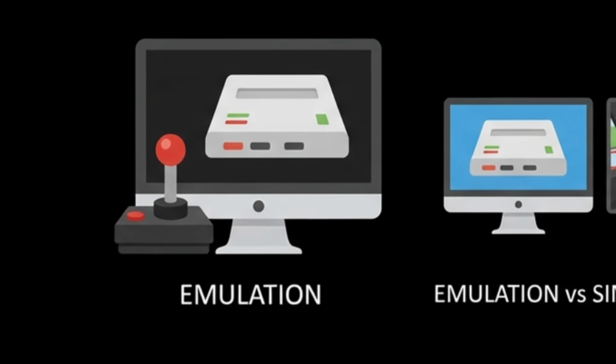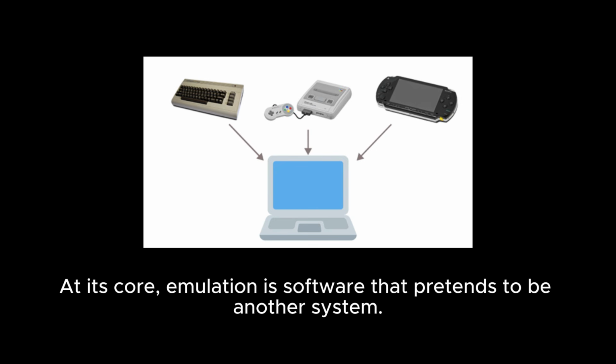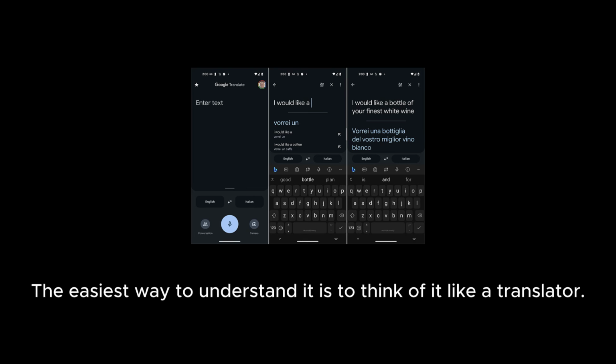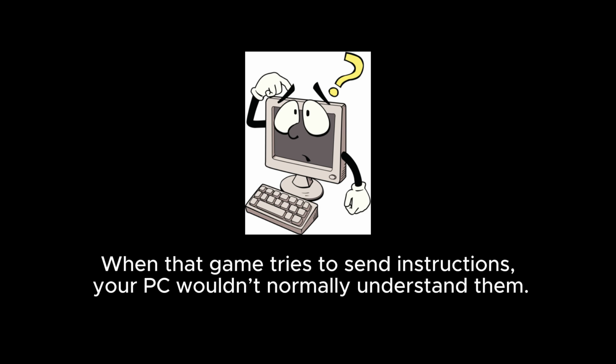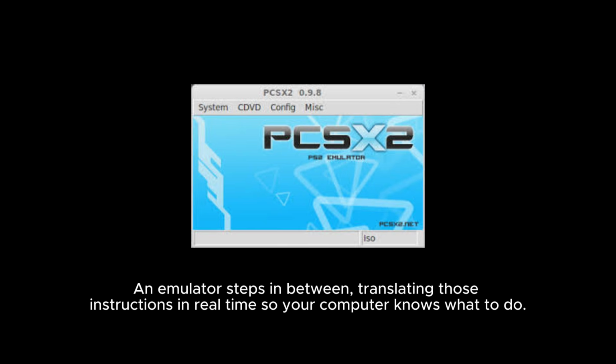What is emulation? At its core, emulation is software that pretends to be another system. The easiest way to understand it is to think of it like a translator. A game designed for a console speaks a completely different language than your computer does. When that game tries to send instructions, your PC wouldn't normally understand them. An emulator steps in between, translating those instructions in real time so your computer knows what to do.